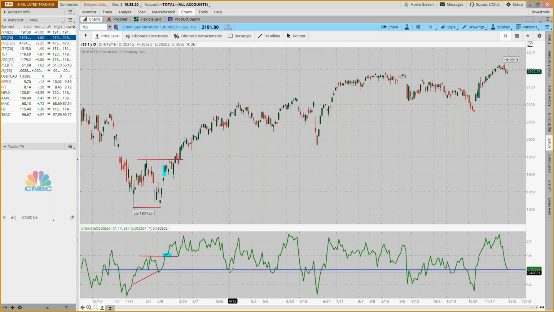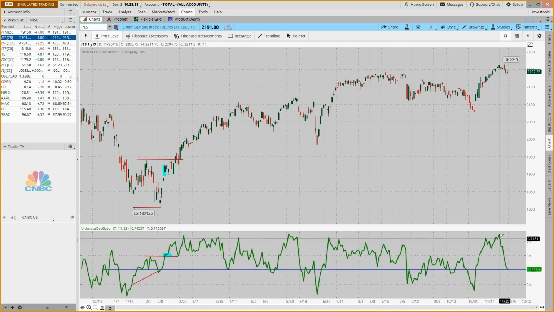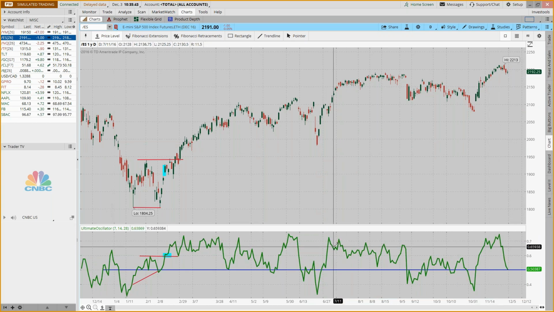Okay? Now, it comes back to that 50 and bounces, and you've got another long. Here it crosses below, and you've got another long. Okay? Here it crosses above, and you've got another long. And there's a few crosses. Okay, they're not all winners, but for the most part, it does a pretty good job of it. Okay? Any questions on that?